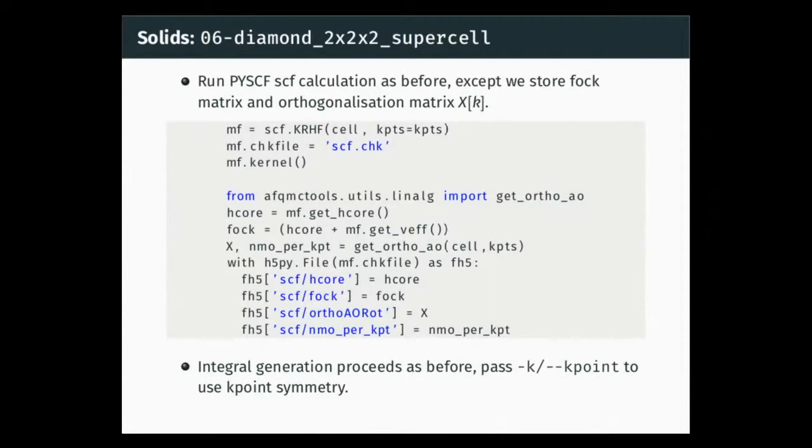For solids, of which there are 2 examples in the repository, there's an additional step after you run your SCF calculation. Here I'm doing restricted Hartree-Fock with k-points. So in your PySCF input, you have to store the Fock matrix and this rotation matrix to an orthogonalized AO basis. This might change in the future, but just know that this is an additional step that you have to take care of in your SCF calculations in PySCF.